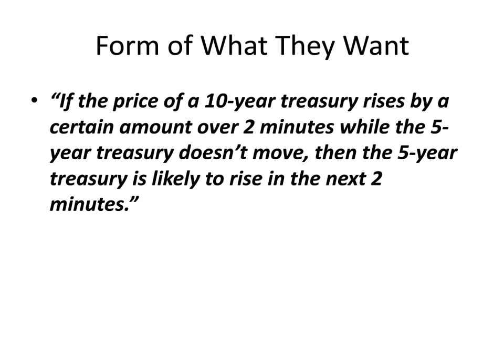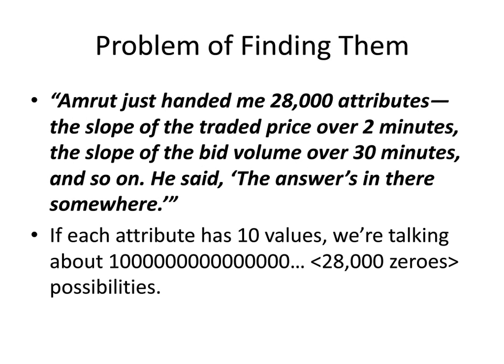And so a typical rule you might want to derive is: if the price of a 10-year treasury rises by a certain amount over 2 minutes while the 5-year treasury doesn't move, then maybe the 5-year treasury will move. Well, you want to derive such rules, but there are lots of such rules. So they calculated that there were going to be 28,000 attributes, and that the number of possible rules would be 1 followed by 28,000 zeros, which is really a lot of rules. So they again use genetic algorithms. The good thing about this application is that even if you don't find all the rules, if you find rules that are good, then that's still fine. You can still trade with that.